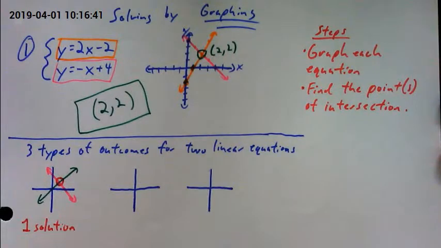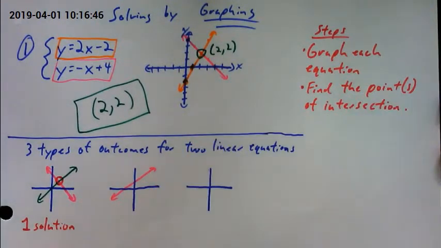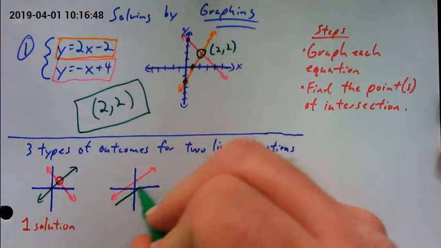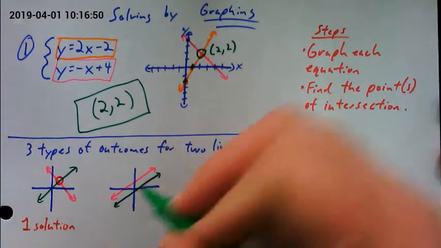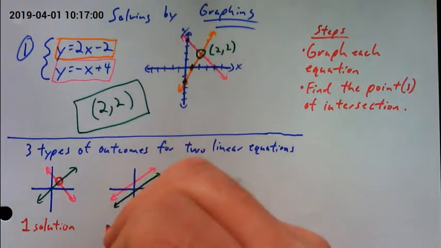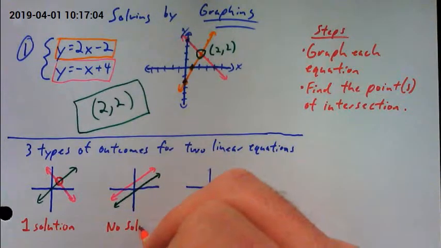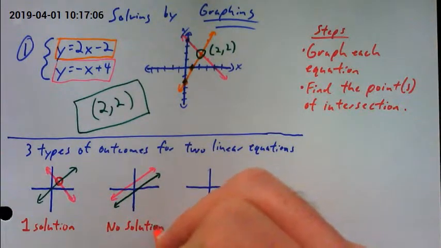We could also have 2 graphs that are parallel to one another. If they're parallel, how many solutions would we have? No solution. Yeah, so this will be no solution because the lines are never going to intersect.